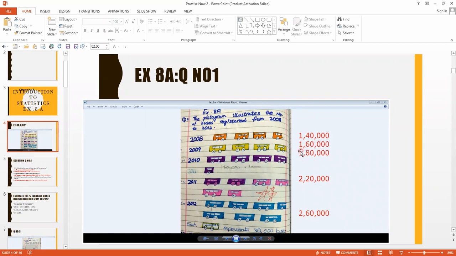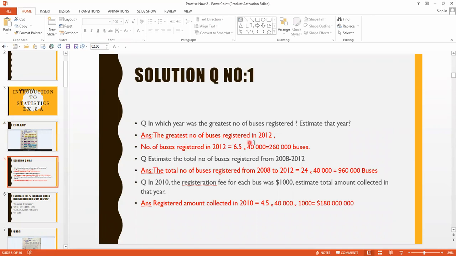In 2009, 160,000. In 2010, 180,000. 2011, 220,000. And 2012, 260,000. So in which year were the greatest number of buses registered? Very good. Yes, in 2012. So the greatest number of buses were registered in 2012. Because the number of buses registered in 2012 is 6.5 multiplied by 40, it becomes 2,60,000 buses. Clear? We have already done it by counting the buses, and this is another method. You can multiply it by 40,000. So 6.5 multiplied by 40,000 becomes 2,60,000 buses.